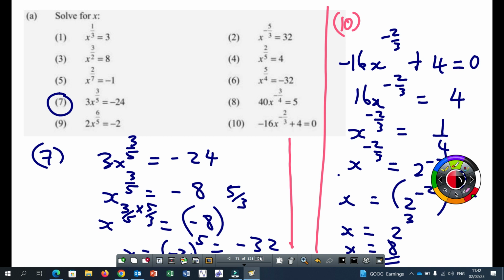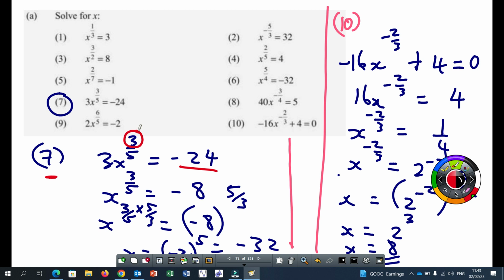Alright, then the other question, some of you did, if you did your work, then you can mark it. Number 7, we have got 3x to the power of 3 over 5 is equal to minus 24. Make sure you pay attention carefully. The number on the right hand side is negative, but the numerator is odd. The denominator is also odd. Therefore, we have a solution.